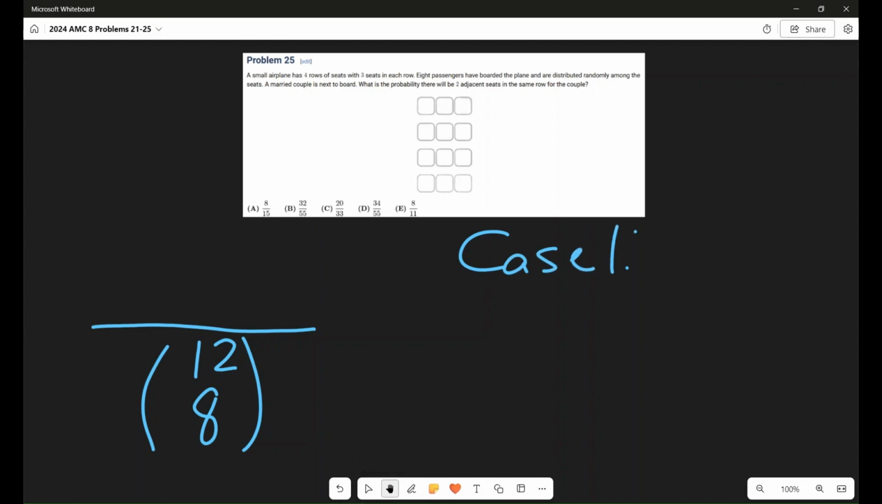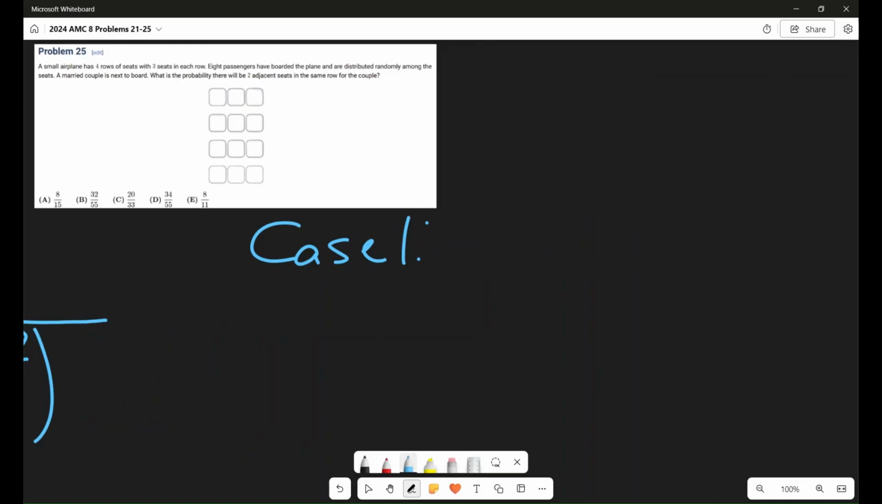So case 1, as we said before, is 1 pair. Well, how many such pairs are there? Well, there's 8 because in each row we have 2 such pairs of adjacent seats, and we have 4 rows. So there's a total of 8. And the third seat in the row has to be occupied by another passenger because otherwise we'll have a whole row empty, which will count in the next case.